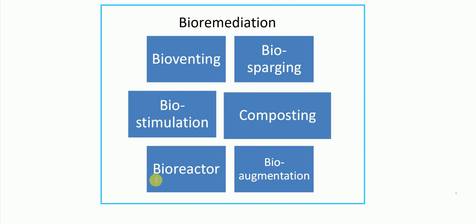In bioreactor, this is ex situ type. Here we are taking pollutant from site A and then we are taking it to some other place where the bioreactor is present. We are adding the microbes and everything which is necessary and letting the bacteria do its work. In bioaugmentation, we are selecting bacteria first and then adding that bacteria to the certain area, and then we are allowing the bacteria to degrade the pollutants. Okay, so this is all about bioremediation.